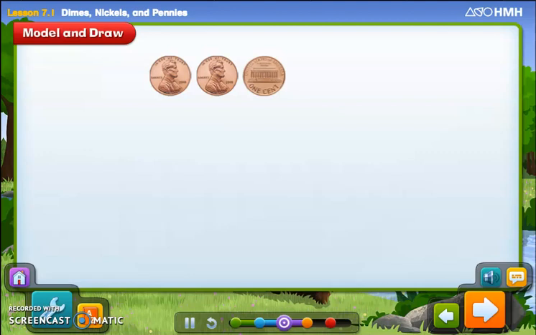When you count a group of coins, you count the number of cents. So you count a group of pennies by ones because each penny is worth 1 cent.